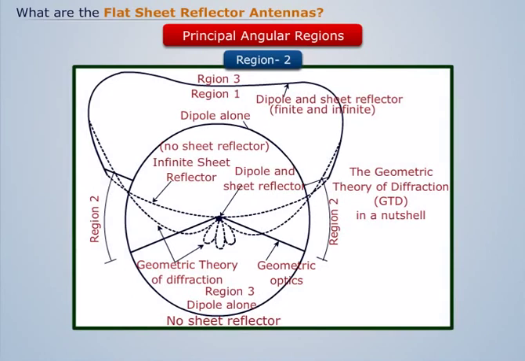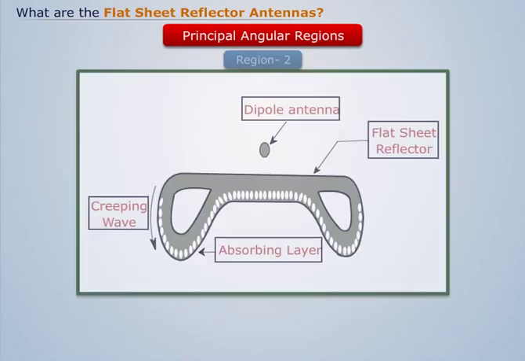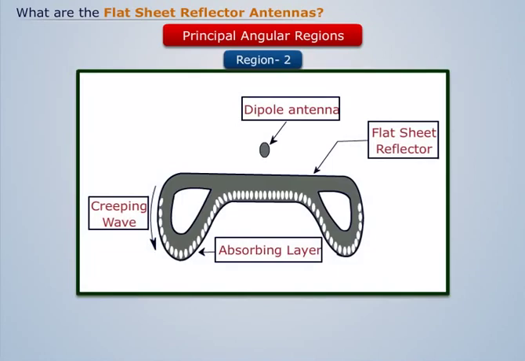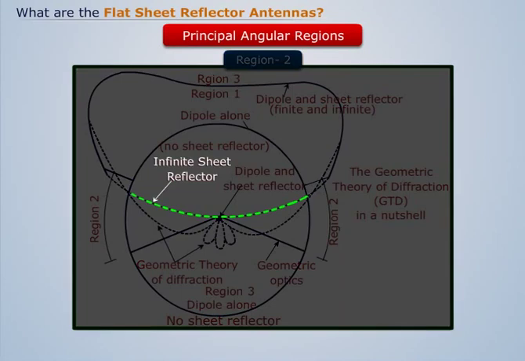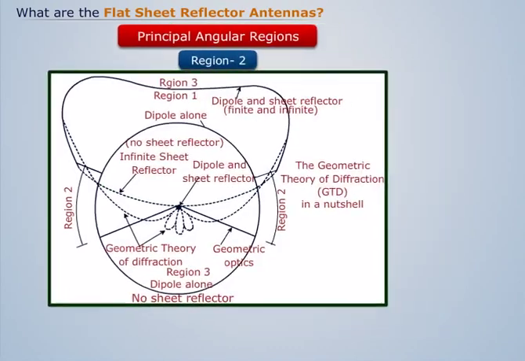This region is the shadow of the reflected field. For the last region, region 3, the sheet acts as a shield that produces a full shadow. Thus, we can say that the diffracted radiation is minimized.